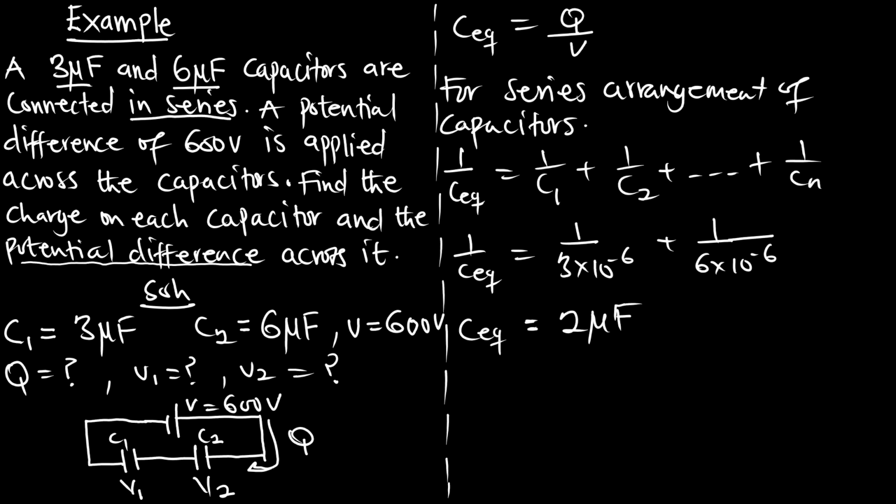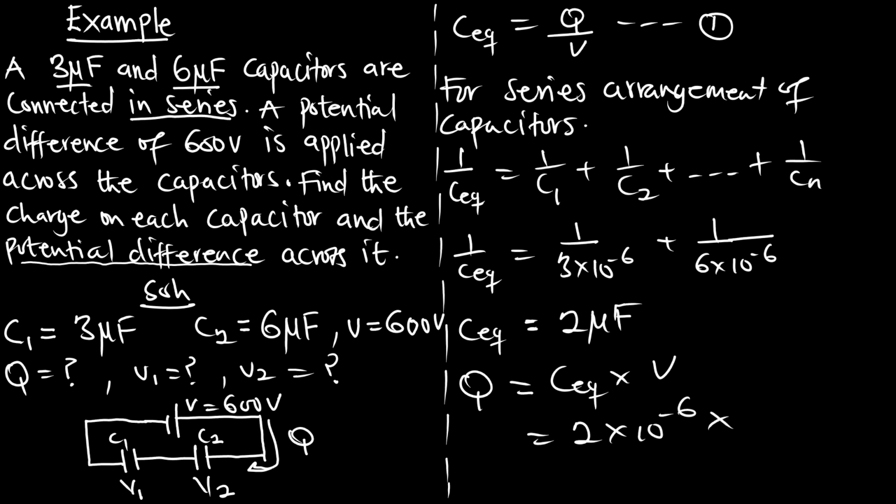Let's call this equation 1. From equation 1, we can see that our charge is equal to C equivalent multiplied by the voltage, which is 2 times 10 to the power negative 6 times the total voltage, that is 600. Meaning for each capacitor, a charge of 1.2 times 10 to the power negative 3 coulomb is passing through it. So the charge here is 1.2 times 10 to the power negative 3 coulomb.